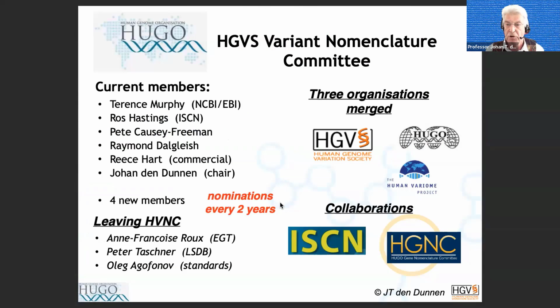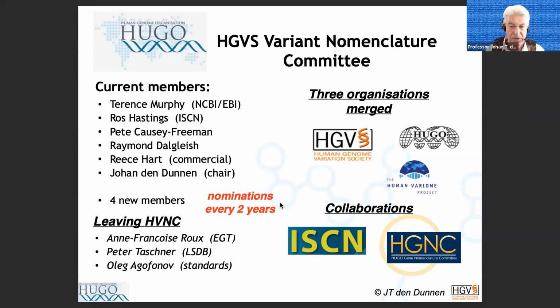The HGVS Variant Nomenclature Committee, as it is called at the moment, is a committee under HUGO, the Human Genome Organization. In the last two years, the Human Genome Variation Society and the Human Variome Project, Global Variome, have merged together with HUGO into one organization. That's why I say now that the HGVS Variant Nomenclature Committee is part of HUGO, like the HUGO Gene Nomenclature Committee. And for instance, ISCN is also now affiliated with HUGO as a committee.